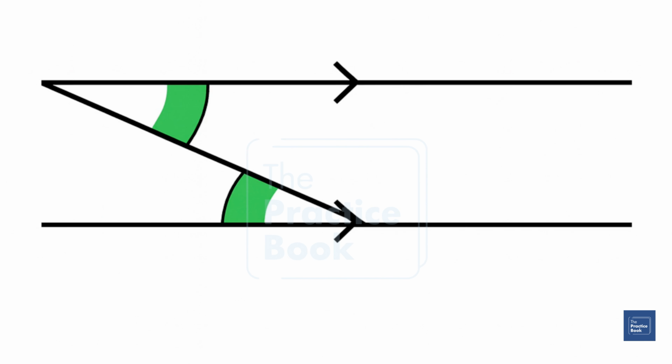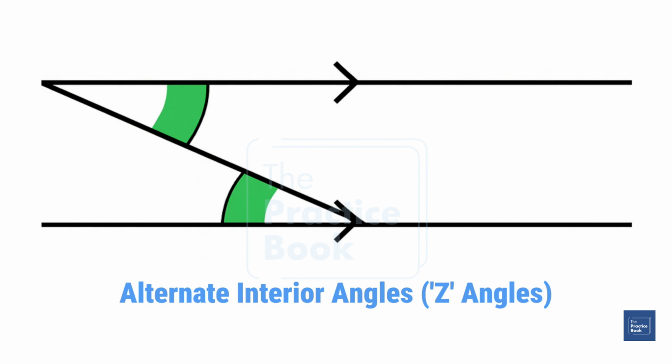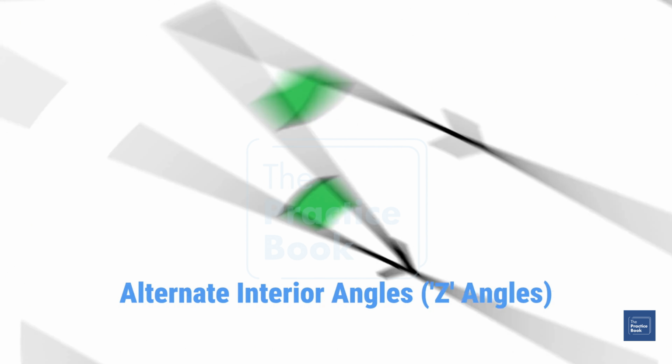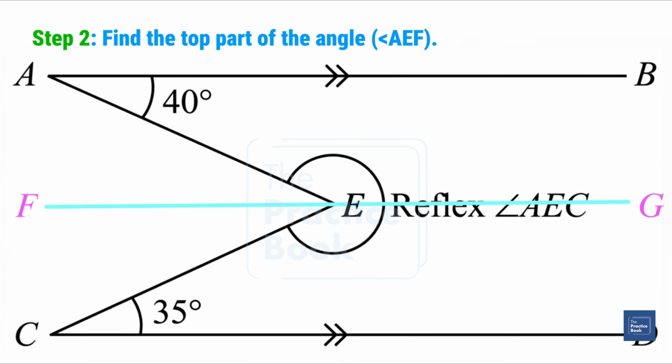By doing this, we can now use a rule you might know as Z angles, or more formally, alternate interior angles. When a line cuts across two parallel lines, the angles inside the Z shape are equal. Let's find the first one. Can you see the Z shape formed by the lines AB and our new line FG?